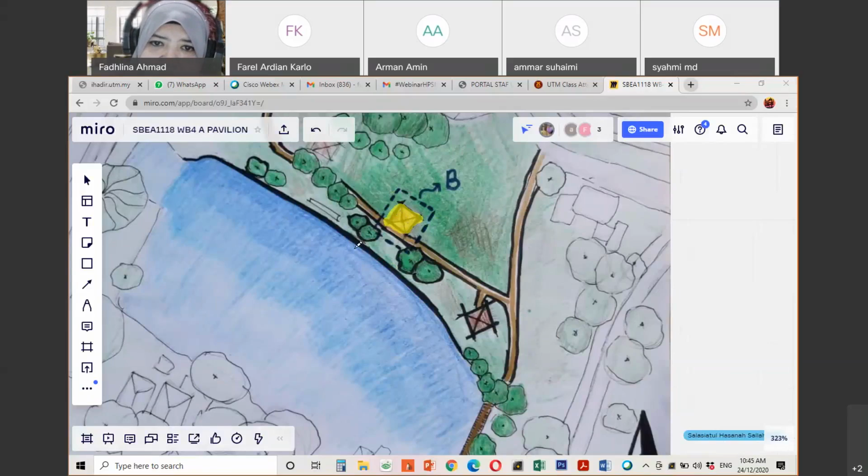But you can use up to this one. You can put your pavilion over here, or over here, or there. It is not necessarily on this box. Okay, guys? Can you understand? Everyone?